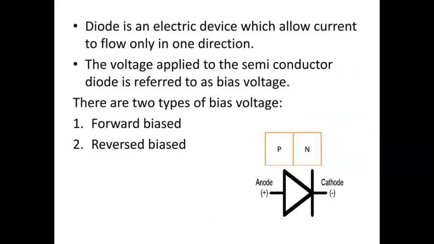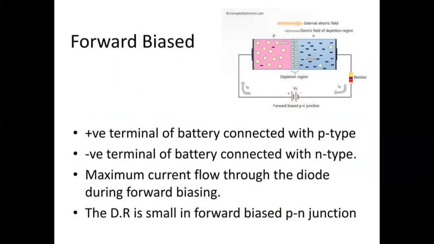The voltage applied to the semiconductor diode is referred to as a bias voltage. There are two different types of bias available: one is forward bias and the other is reverse bias. This is the symbol of the diode.